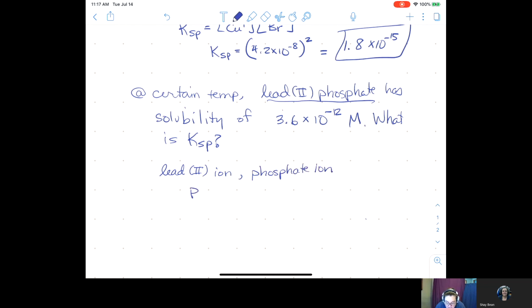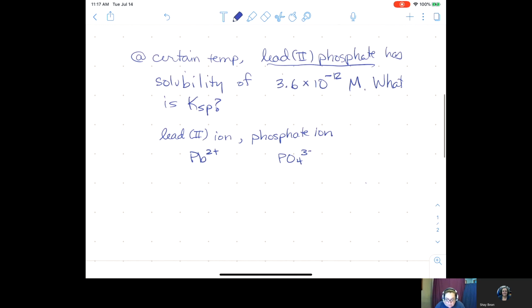So what is the lead 2 ion? You should recognize that that Roman numeral means that that's the lead plus 2 ion. What is the phosphate ion? You may need to look this up. You may need to have a table of polyatomic ions handy so that you don't have to memorize them, or you can memorize them. The phosphate ion is PO4 with a -3. And so the formula for lead 2 phosphate is Pb3(PO4)2. That's all Gen Chem 1 coming up with that formula.